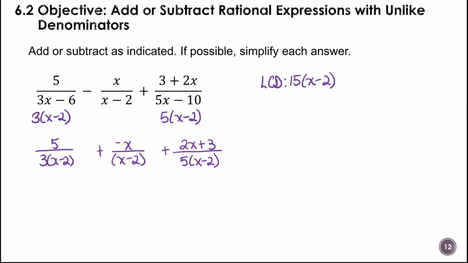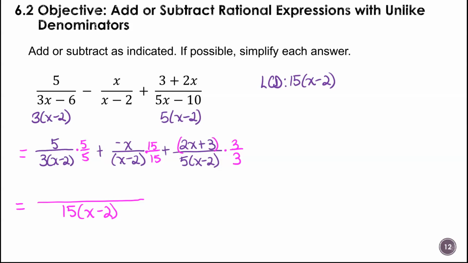Okay. So remember, we are trying to get this common denominator of 15 times x minus 2. So we're going to multiply each of our expressions by the missing factor. Okay, so on the first one, we're going to multiply by 5 over 5. And on the second one, we will multiply by 15 over 15. And this one will be 3 over 3. Oh, I should put that in parentheses.